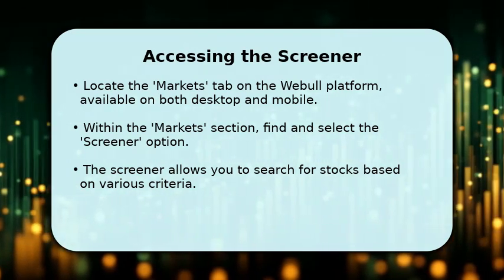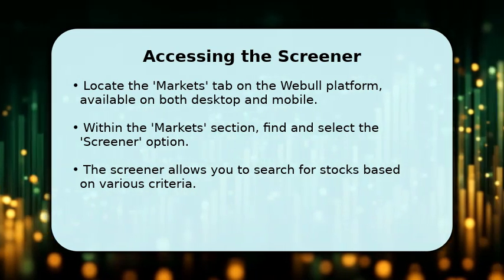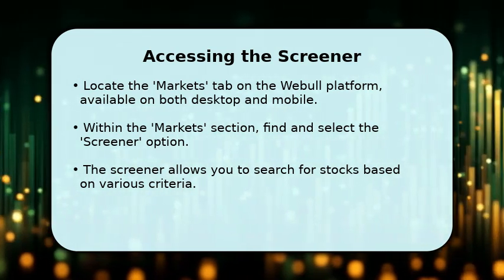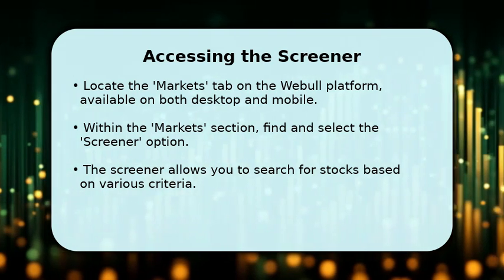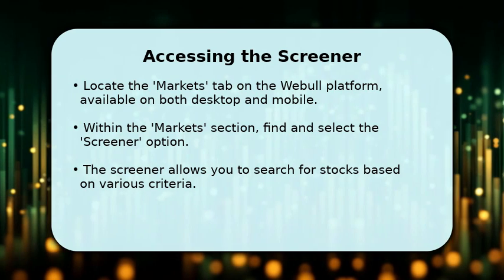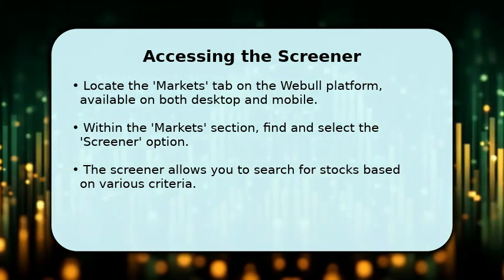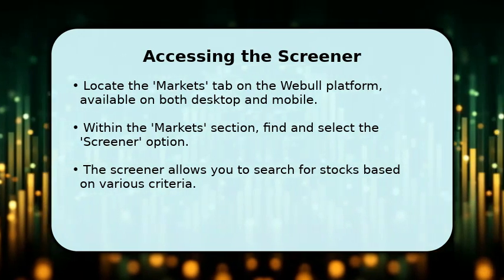On the mobile app, tap the Markets tab at the bottom. If you're using the desktop version, you'll typically find Markets in the top navigation bar or under the Discover section. Once there, look for and click on the Screener option. This will take you to the main screener interface, ready for you to start filtering stocks.